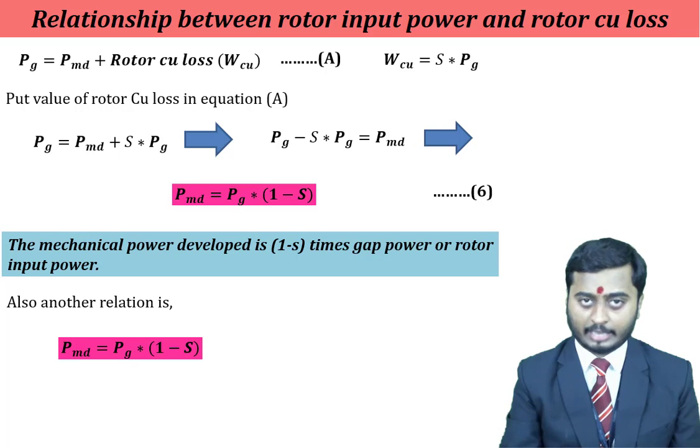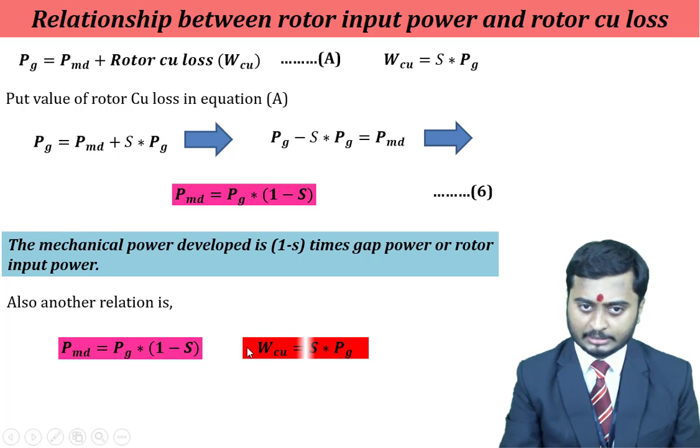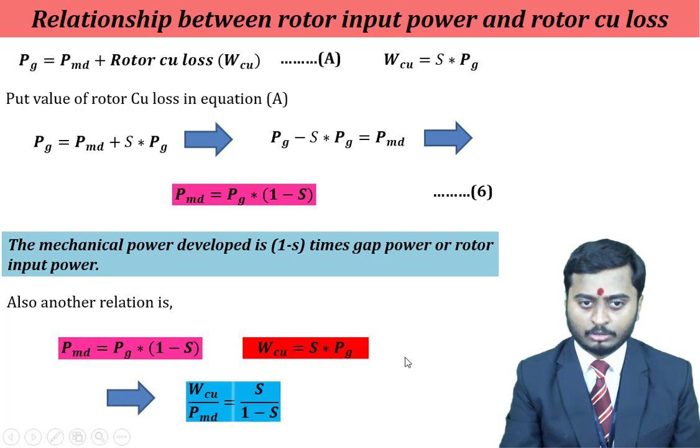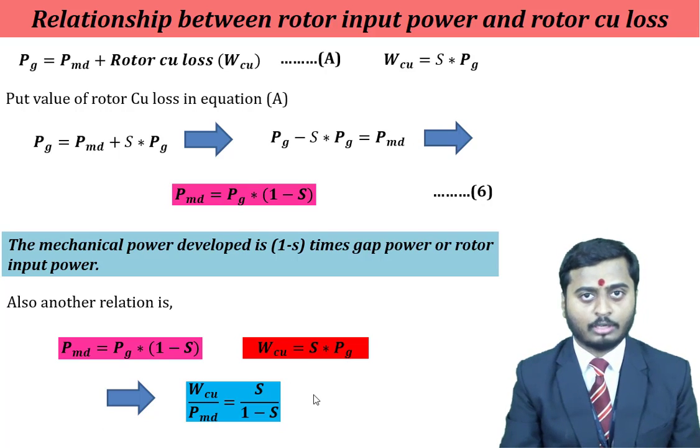Now also we can write another relation, PMD equal to Pg into 1 minus S, WCU equal to S into Pg. Now what I will do? Just I will take a ratio, WCU divided by PMD. So what I will get? Pg will get cancelled, and I will get another relation, that is S upon 1 minus S. So based on these equations and formulas, we will solve some problems, a couple of problems, in upcoming video lectures. Thank you.